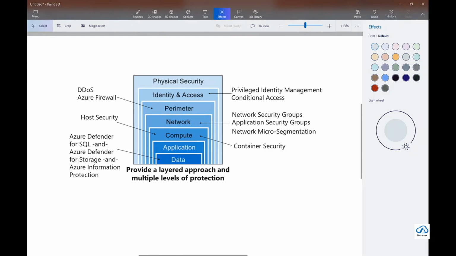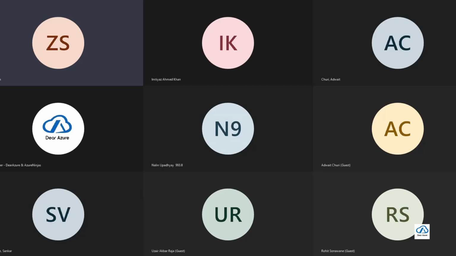Some of those features from a network security perspective, you might use network security groups, application security groups, some micro segmentations into the network. Compute might come in for container security. When it comes to the data, you might want to use different tools, which is very much application specific, like Azure Defender for SQL, Azure Defender for storage, Azure information protection, and these kind of tools you might use for protection against the different host or different layers of security, which we are talking about. But at the high level, I'm going to talk about these in the next few slides.